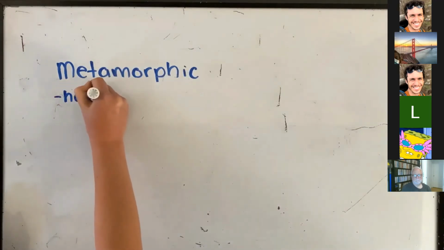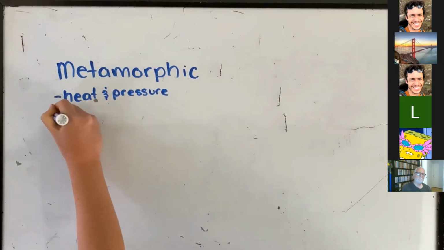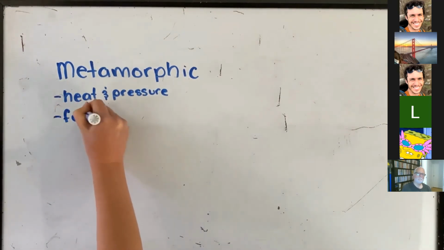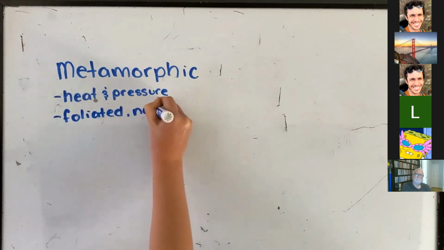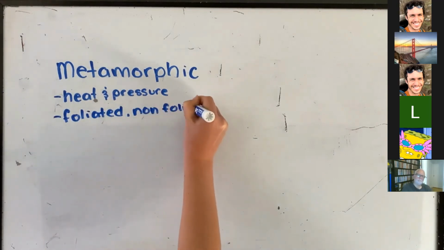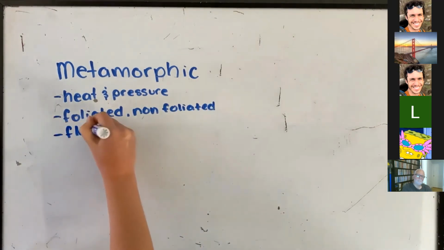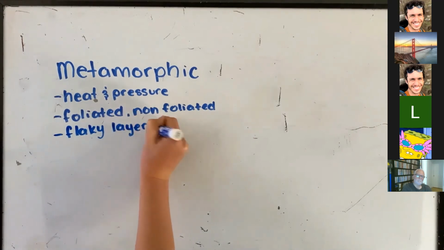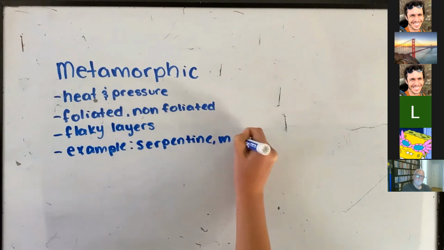The next type is metamorphic. Metamorphic rocks have been transformed chemically through heat and pressure and are either foliated or non-foliated. Foliated rocks are aligned mineral grains giving a striped appearance. Non-foliated do not have aligned crystals and indicate lower pressures. Metamorphic rocks also have flaky layers and are formed by heat and pressure. Some examples are serpentine, marble, and schist.